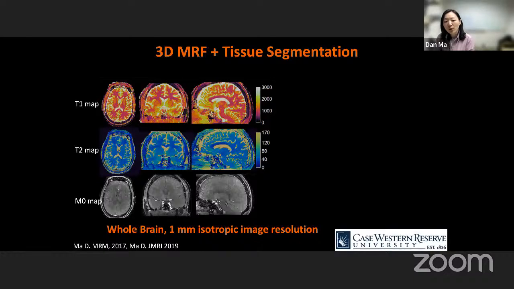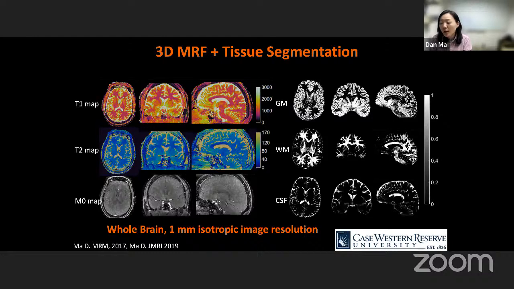So my lab has been working on developing a more robust, whole brain coverage scan. So this is a 3D whole brain MR fingerprinting scan with 1 millimeter isotropic image resolution. So after the scan, T1, T2, and proton density maps are simultaneously quantified without additional scan. So from the same scan, from the same data, we can also do the following image analysis.